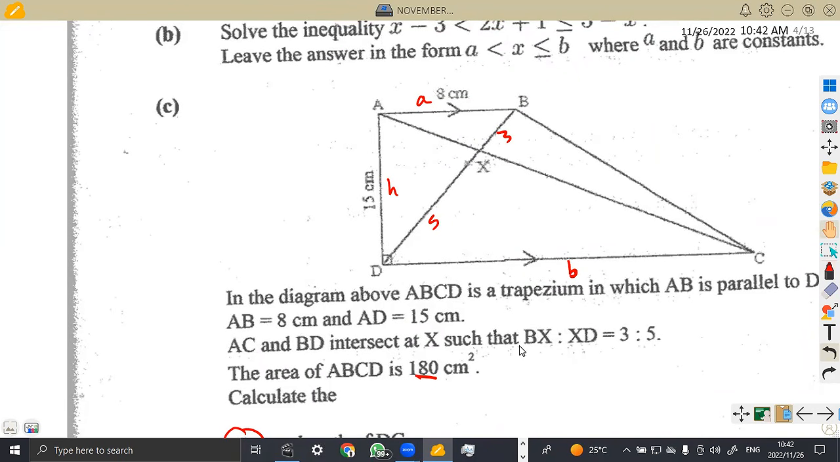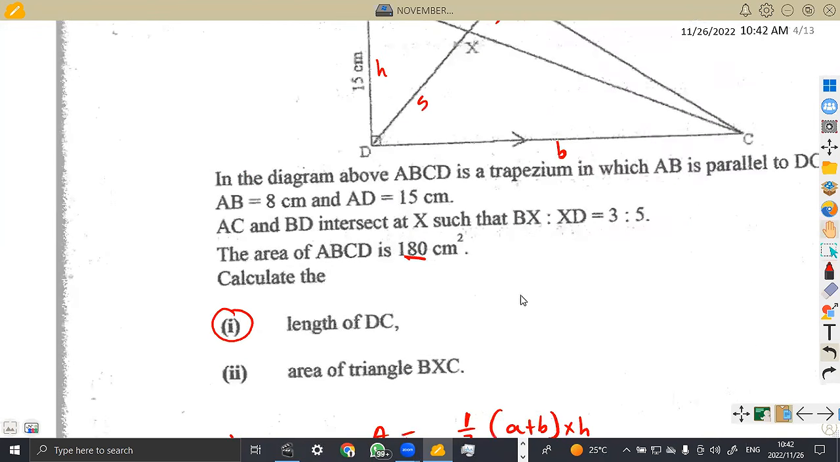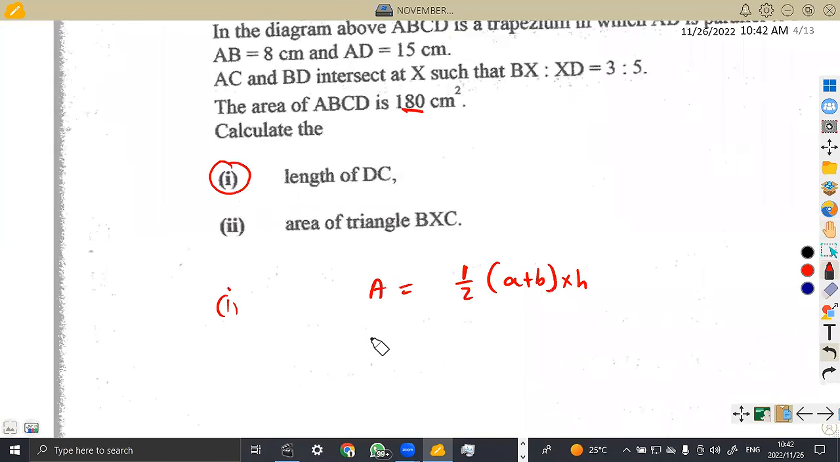So we've got 8 on A, so it is going to be area. Remember the area of ABCD, the whole trapezium, is 180. So you put 180 on the area, which is equivalent to half the sum of the parallel sides. A there was 8 plus B, which is the side that you are calculating, which is DC. So it's going to be DC times the height.